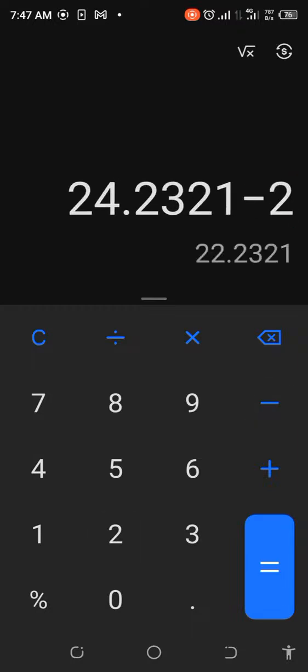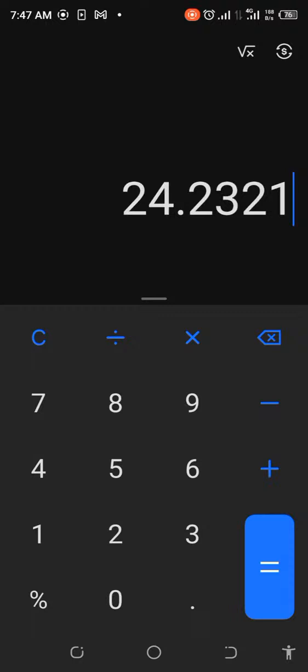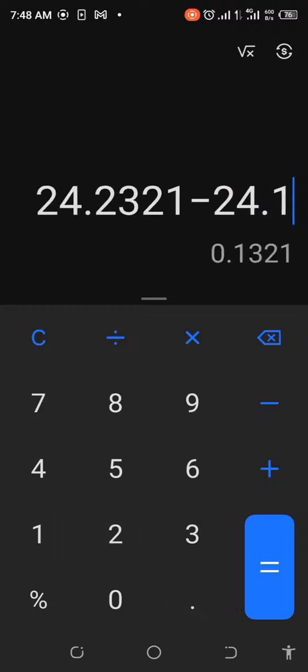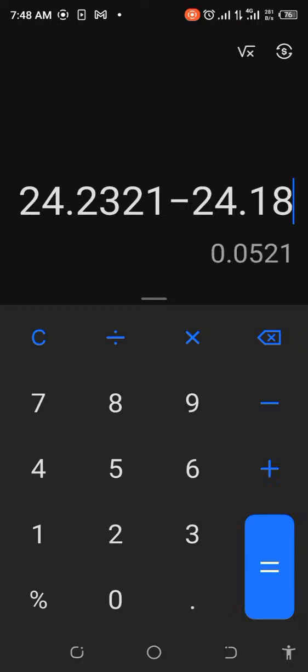Okay, if we remove 20, what exactly am I removing now? Sorry, that's not where it's supposed to be. So let me just copy this one, that's 24.2321. If we remove 24, the starting point was 24.18. So we actually made 5 cents, okay? That's really small, but in this particular trade, we are profitable. That's the main point here.